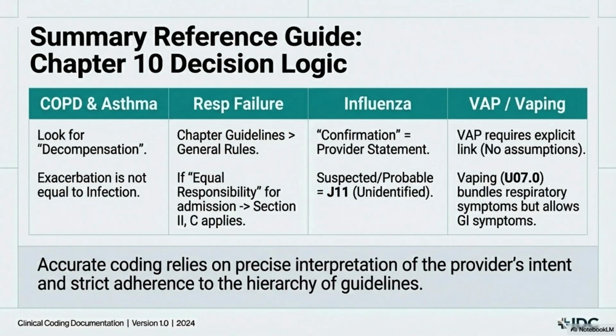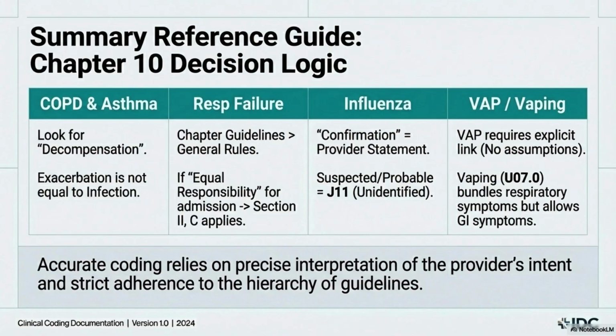Alright, let's bring everything together. When you're coding COPD or asthma, the big thing you're looking for is whether the patient is actually decompensating. That's what drives the exacerbation codes. For respiratory failure, always go back to the hierarchy and sequencing rules to figure out what truly belongs in the principal position. With influenza, remember that the provider's statement is what counts, not the lab results.